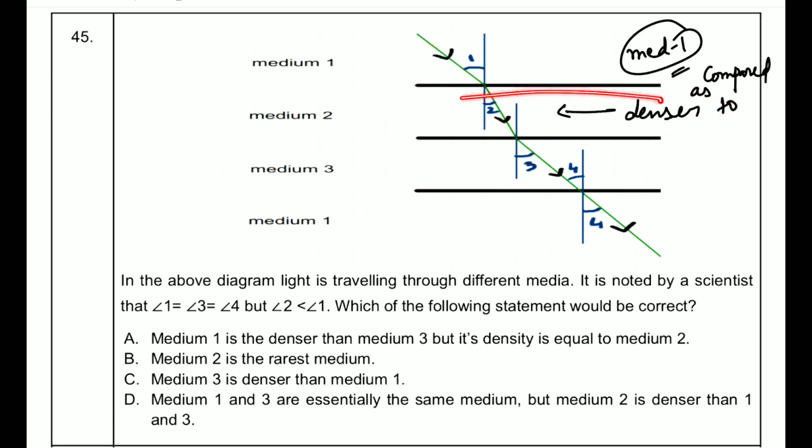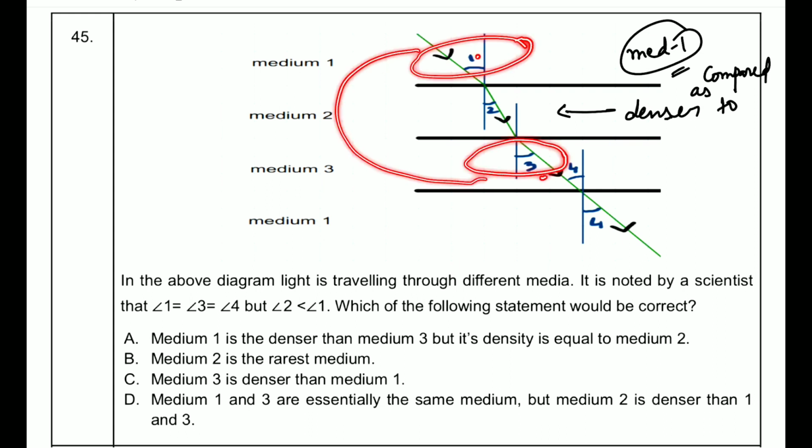You have to understand, medium 2 is actually denser because the light is bending more here. Option C, medium 3 is denser than medium 1. No, if it were denser, then the angle of incidence or angle of refraction would be different. Here you can see the angles are the same. Angle 1 is equal to angle 3. That means both mediums are of similar nature, so there is nothing denser or rarer here. Both mediums are similar. So obviously this option is also wrong.